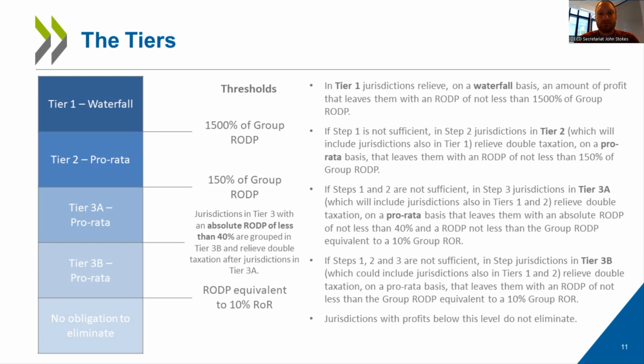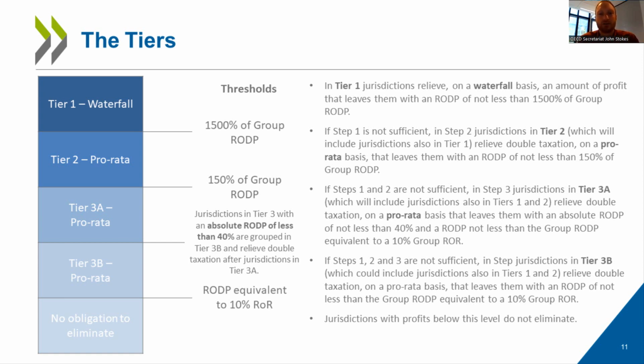However, if there are not enough tier 1 profits to provide complete relief from double taxation, then we move into tier 2. And tier 2 profits are those between 150%, so 1.5 times the group return on depreciation and payroll, up to the ceiling of 15 times group RODP, which of course you'll recall is tier 1. A jurisdiction can be, and likely will be, in tier 1 and in tier 2. So just because a jurisdiction has been called upon to relieve double taxation in tier 1 does not excuse it from being within tier 2. It's just the level of profits above that threshold of 15 times group RODP that are relieved in tier 1. But that doesn't mean that a jurisdiction doesn't then fall and is required to relieve double taxation under tier 2.